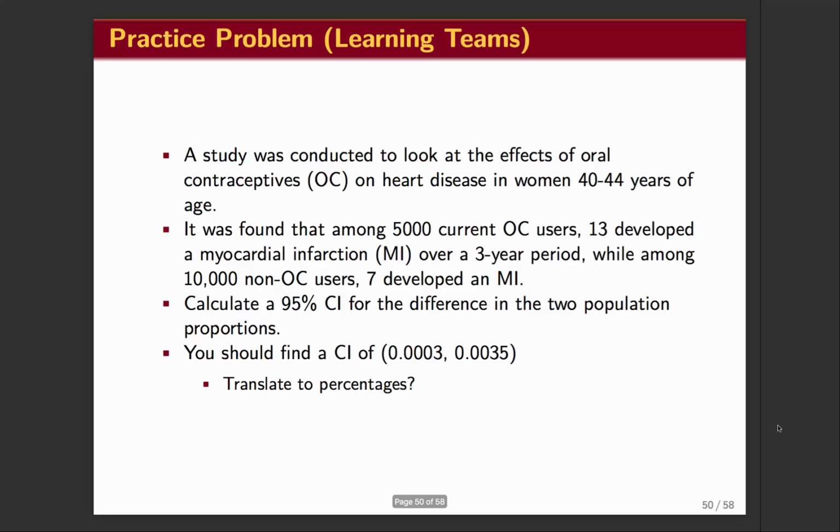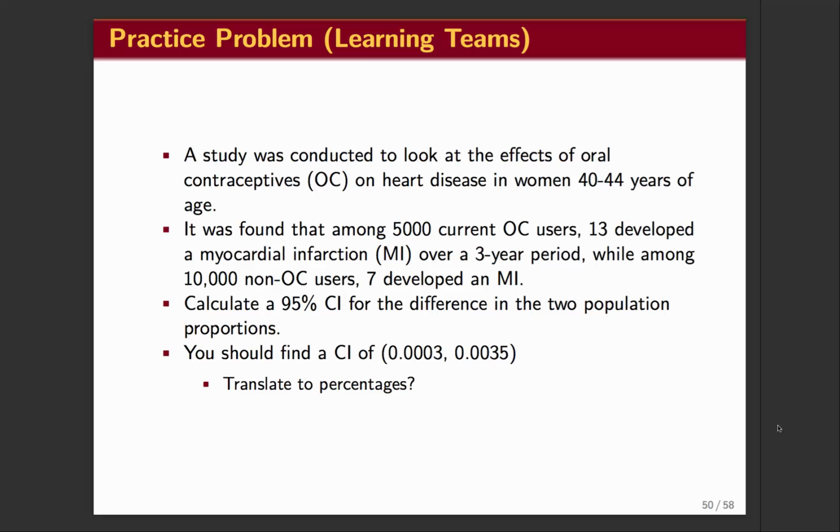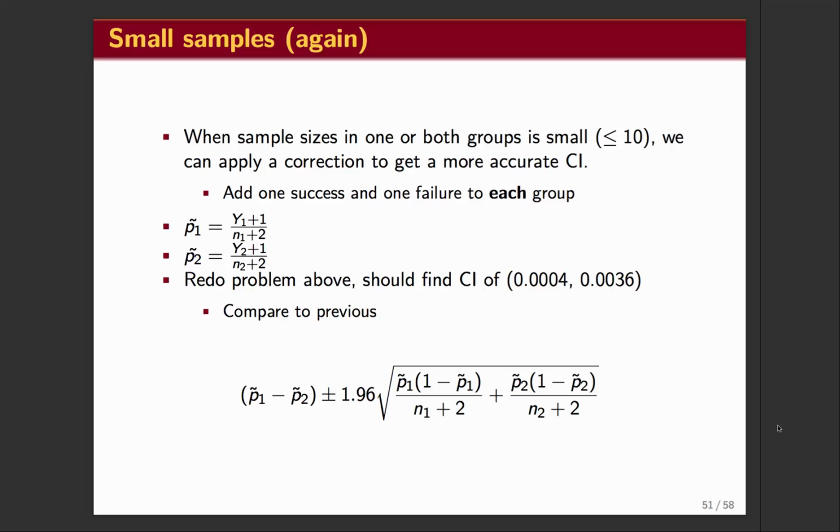What you should have noticed, or maybe questioned a little bit, is that we have a small number of successes in these cases. Our number of successes was 7 and 13. So certainly, in this case, below 10, we have a real problem. We're going to apply a continuity correction. We just discussed this. In the case of one sample, we would add 2 successes and 2 failures. Here, we're adding 1 success and 1 failure to each group. That's all we're doing. And so we use these new calculations, and you don't necessarily have to worry about doing this. But what's happening here is that it's going to produce a better confidence interval.